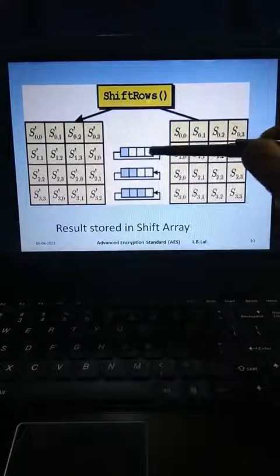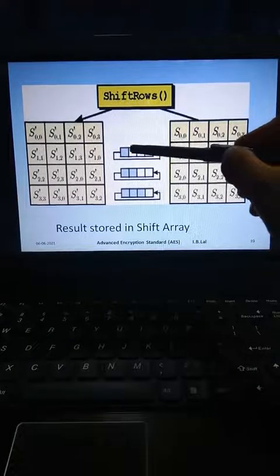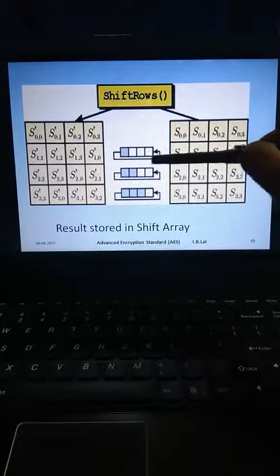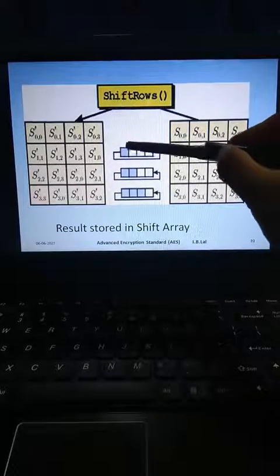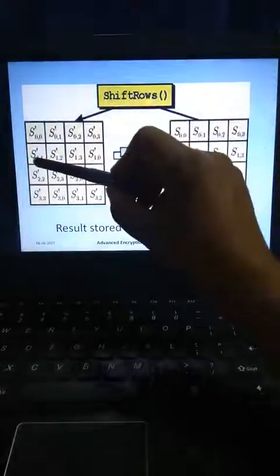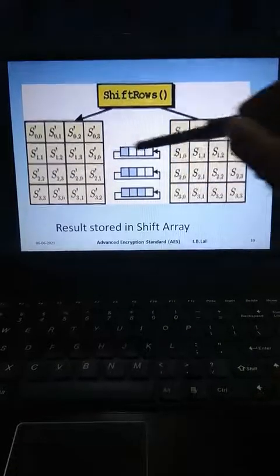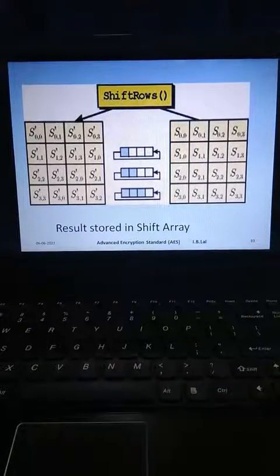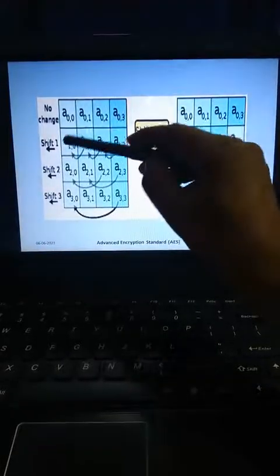This bit would be shifted to last location, and the second bit would become first bit, third bit would become second bit, fourth bit would become third bit. Okay, first bit would become last bit, and second bit would become first bit, third bit would become second bit, and so on. So in this way S11 would come to the last position. Oh, this is incorrect actually. Here we can see, yes, it is correct.